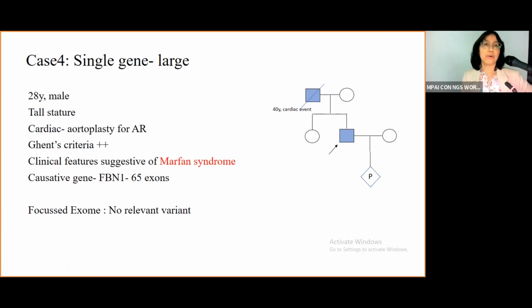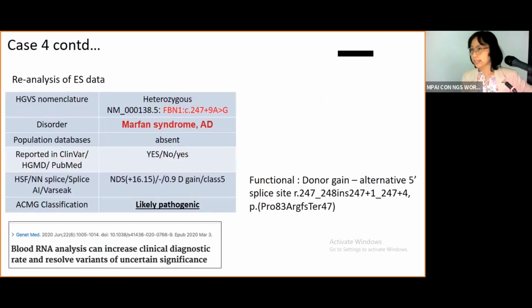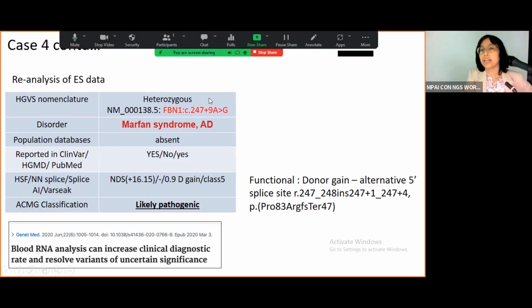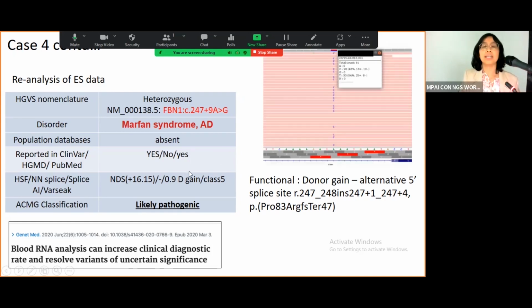But we always get the raw data and reanalyze the sequencing data whenever we have a report which is not concordant with our phenotype or clinical diagnosis. So that's what we did in this case. On reanalysis, we found a heterozygous splice region variant, not in the canonical splice site, but a +9 variant here. This variant has already been reported in literature previously with a functional assay which showed that it causes a donor gain and therefore a premature truncation. So this was classified as likely pathogenic.